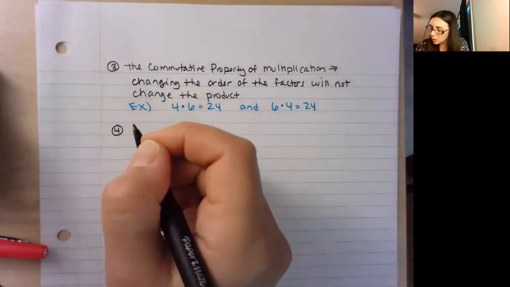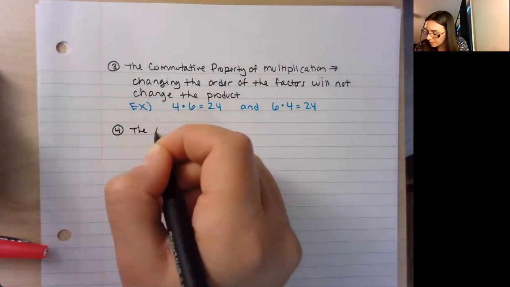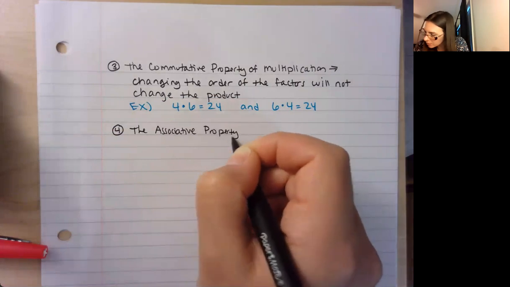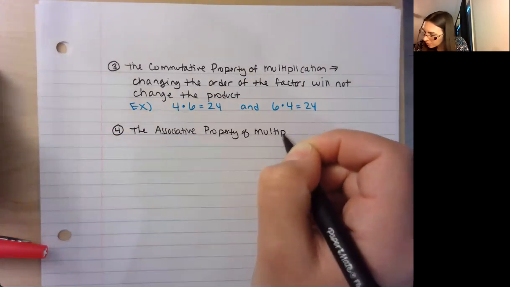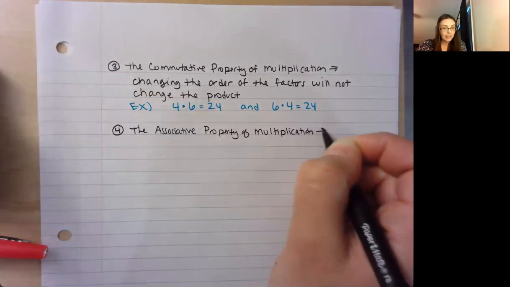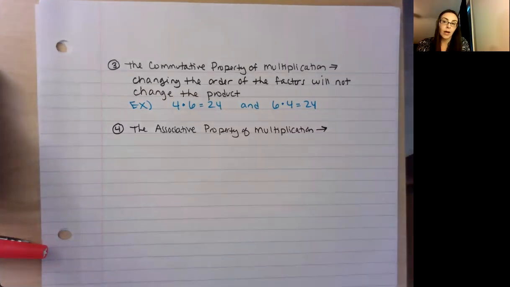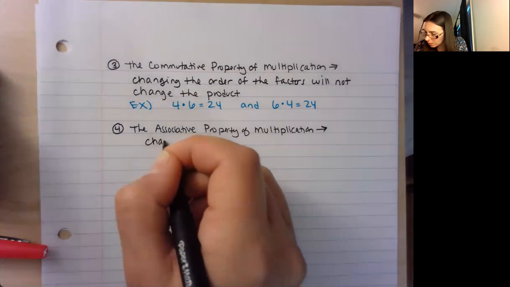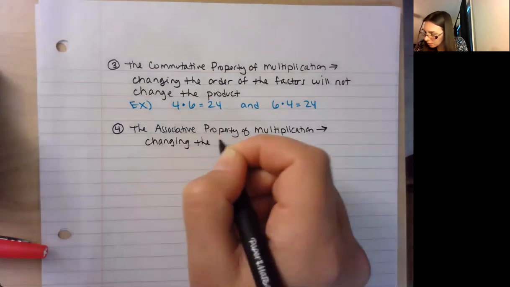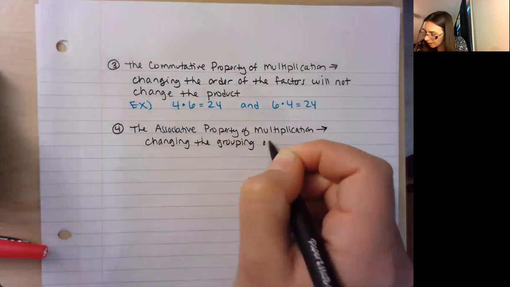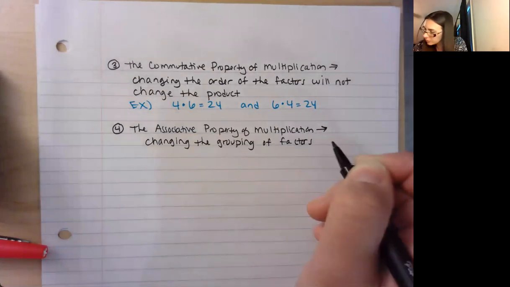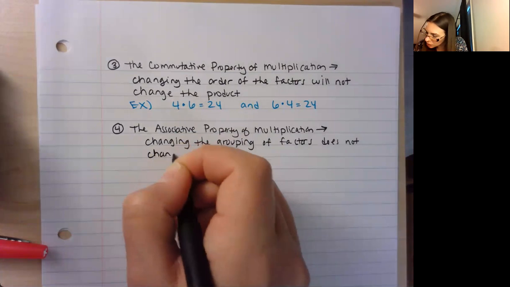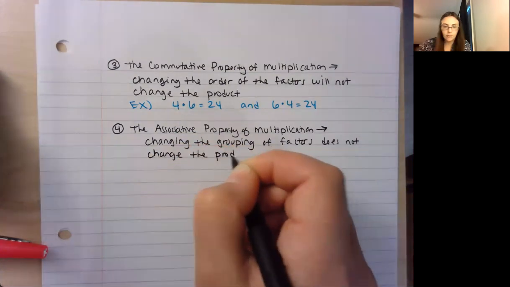And we also have the associative property of multiplication. And just like with addition, this basically says that we can regroup and we're not going to change the answer. So changing the grouping of factors does not change the product, or again, the answer.